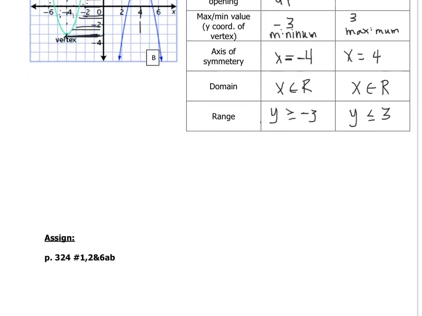So there are some questions related to this now if you'd like to try those. But I'm just going to continue on with the remaining pages. There's an investigation that's kind of leading us into the next section, so I'll go through that with you. But there are some questions on page 324, numbers 1, 2, and 6AB that you can try.